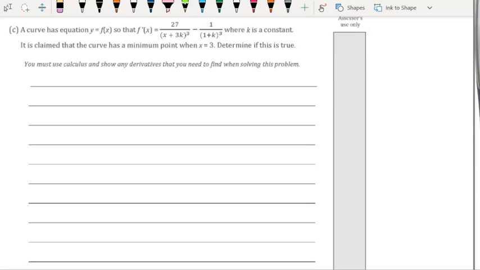Okay, for part C, we've got the equation of a curve. We're told that the derivative is this much. It's claimed that the curve has a minimum point when x is 3. I'm going to use the second derivative to work out what types of stationary points we have, to see if it is a minimum or maximum. I'm hoping it comes out to say that this is not possible. So that's what I'm aiming for here.